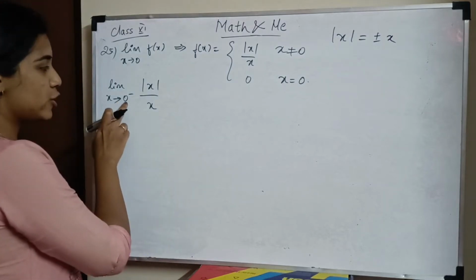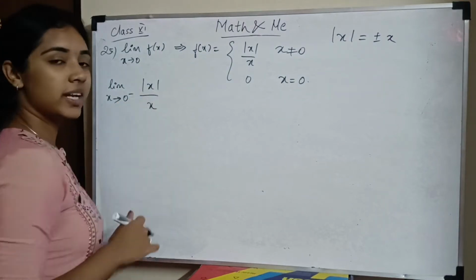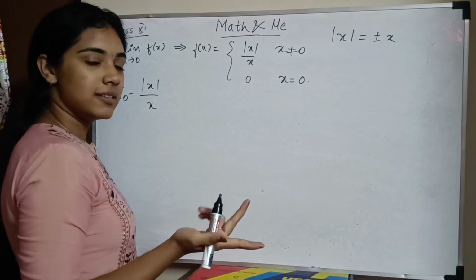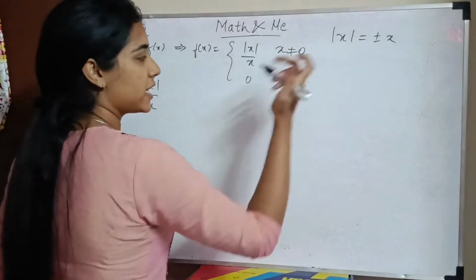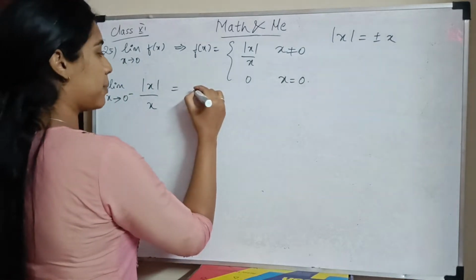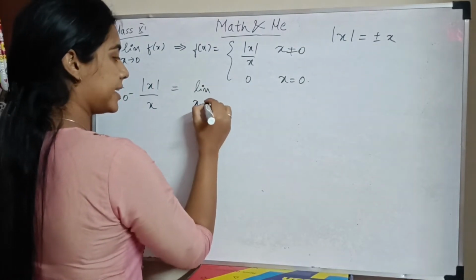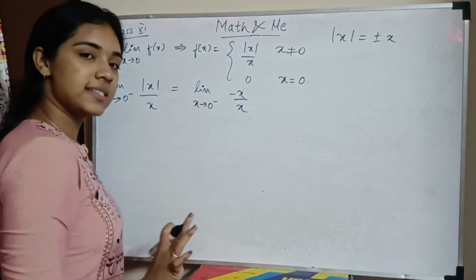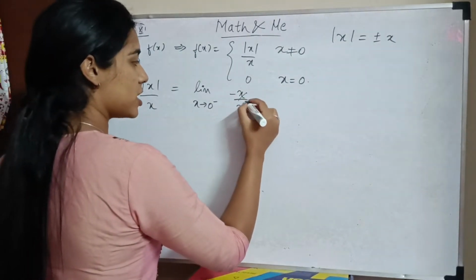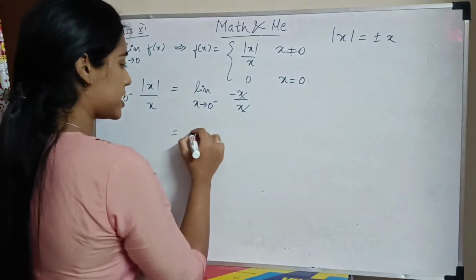So இந்த இடத்துல 0 minus ங்கும்போது what will the mod value take? 0 minus na, it is to the left of 0, which means it is all negative values. So mod x will take the value minus x. So limit x tends to 0 minus mod x will become minus x. Denominator x அப்படி இருக்கும். Cancel ஆச்சுனா you get minus 1. So what is the answer?